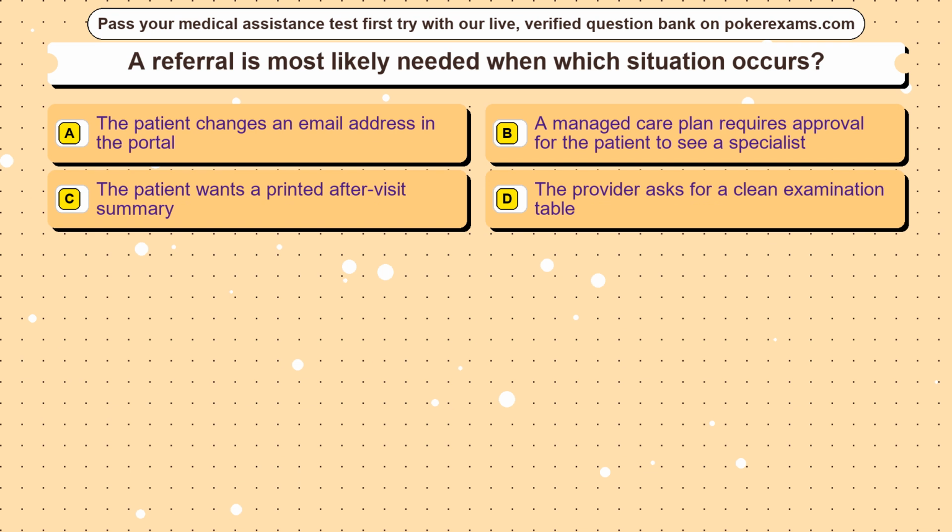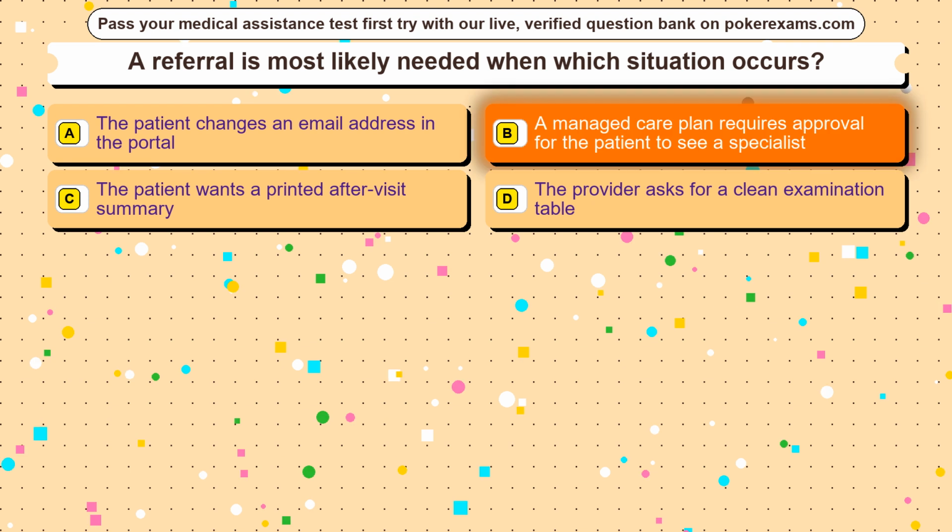Question 30. A referral is most likely needed when which situation occurs? Option A, the patient changes an email address in the portal. Option B, a managed care plan requires approval for the patient to see a specialist. Option C, the patient wants a printed after-visit summary. Option D, the provider asks for a clean examination table. The correct answer is option B, a managed care plan requires approval for the patient to see a specialist.